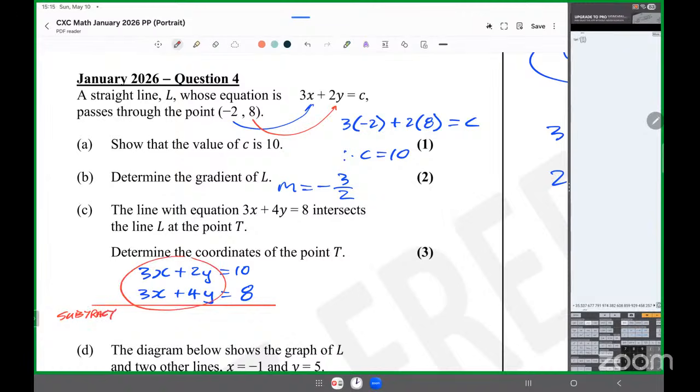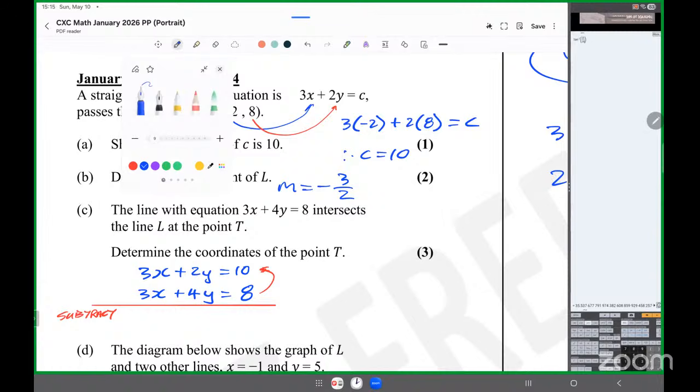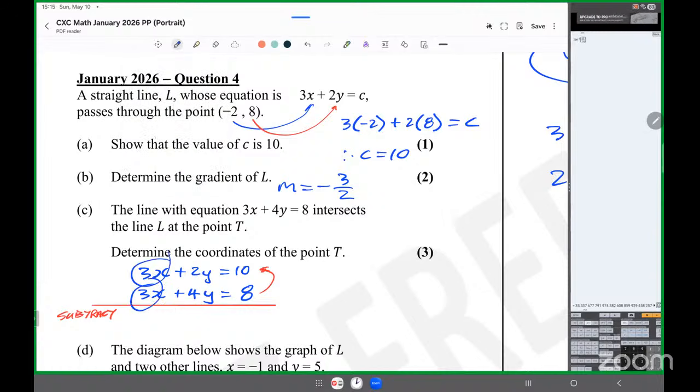Let's subtract the bottom one minus the top one. Why am I doing that? Because the y value is greater in the bottom equation. So the bottom equation minus the top equation: 3x minus 3x, x gone. 4y minus 2y is 2y, equals 8 minus 10, which is negative 2. This means that y is equal to negative 1.